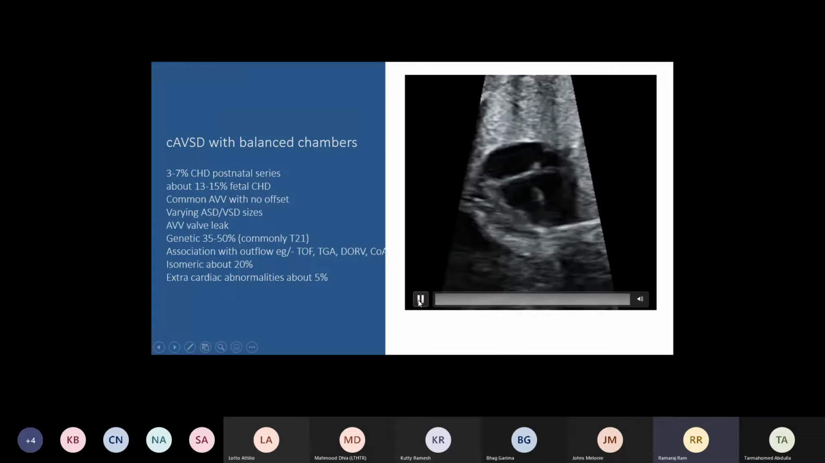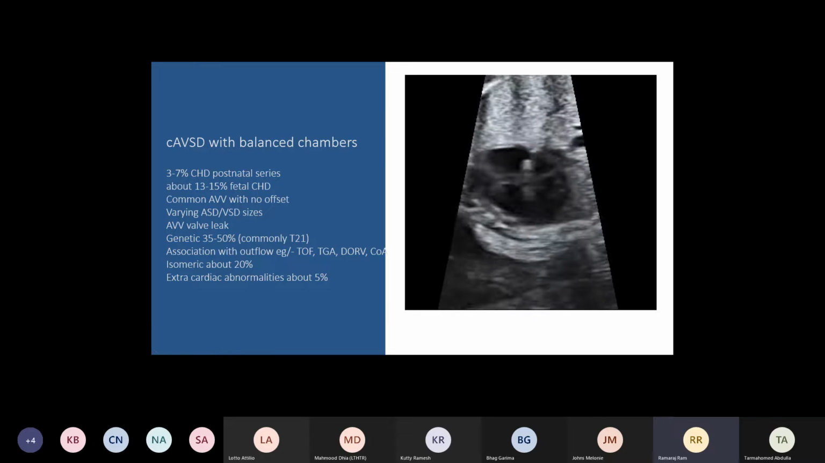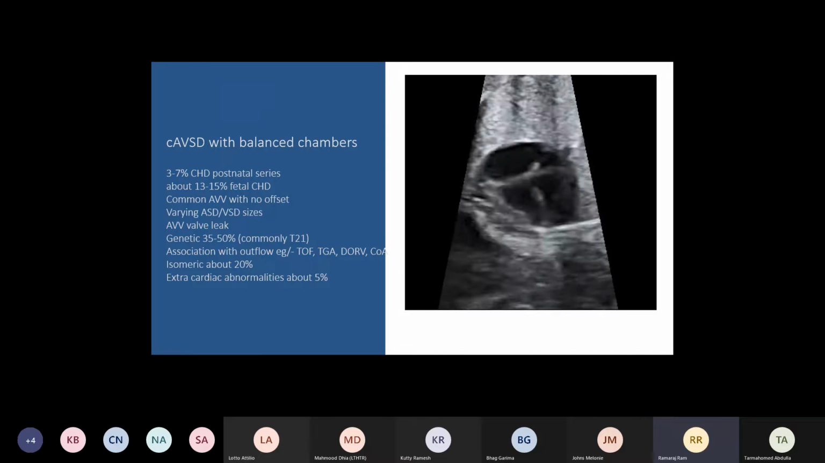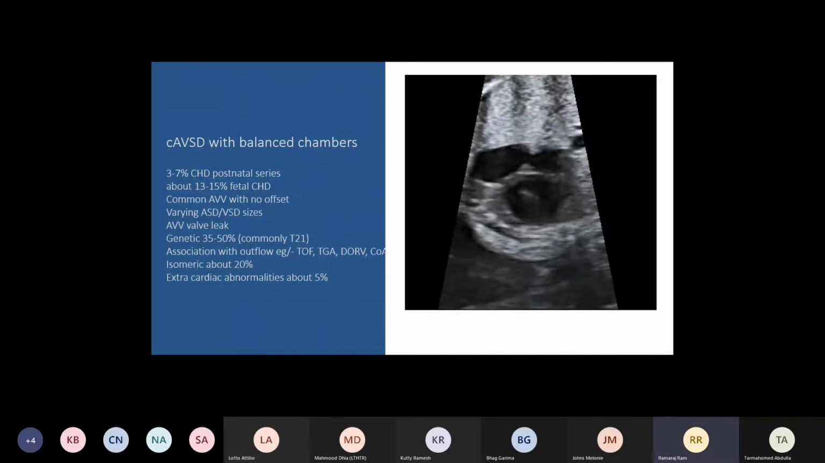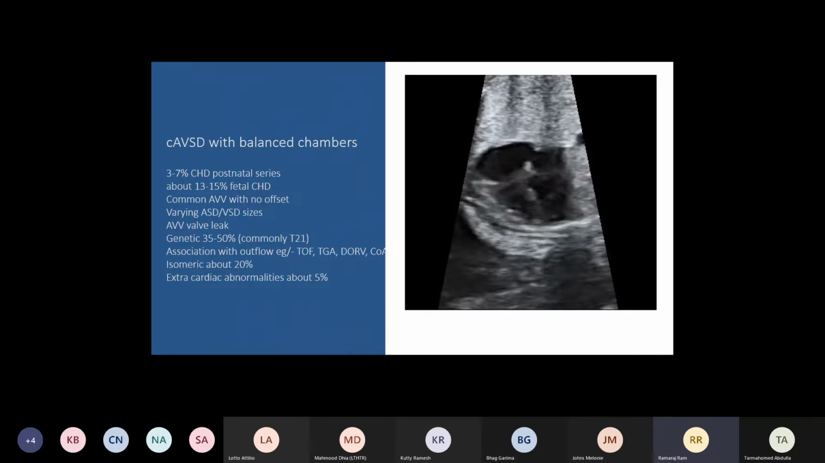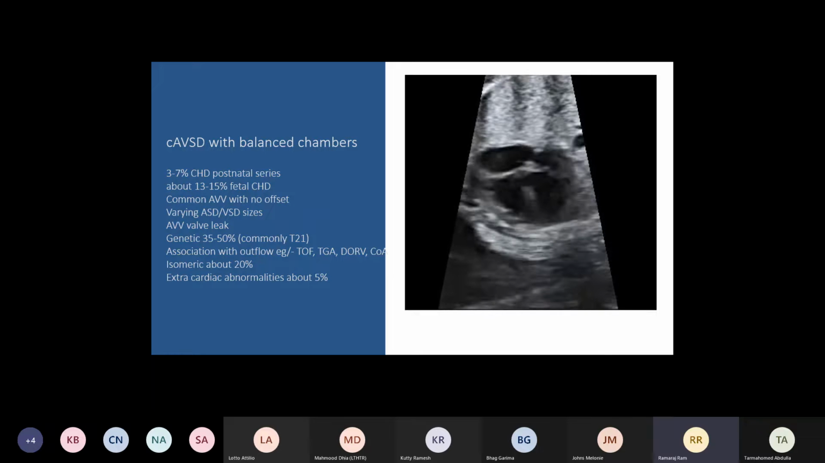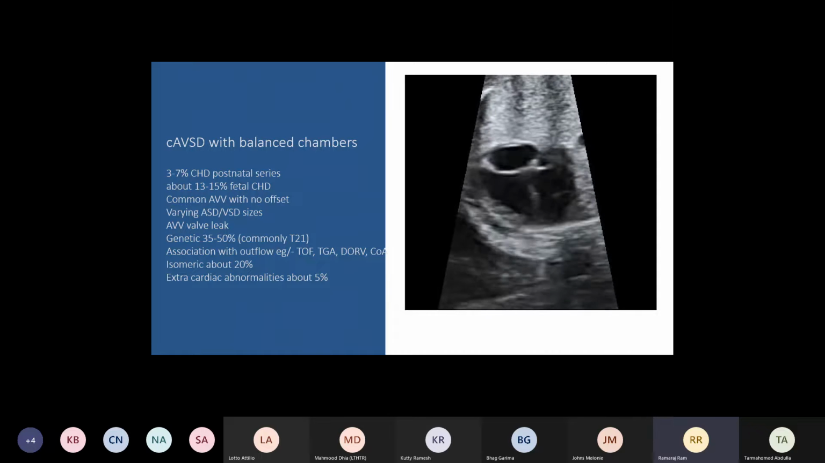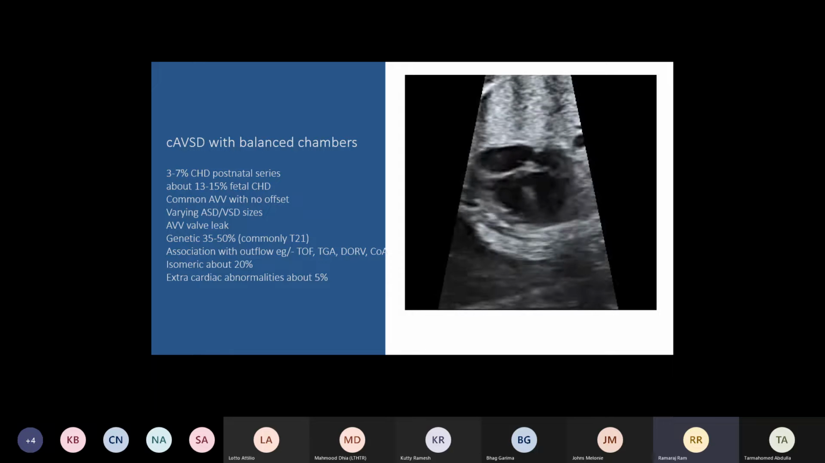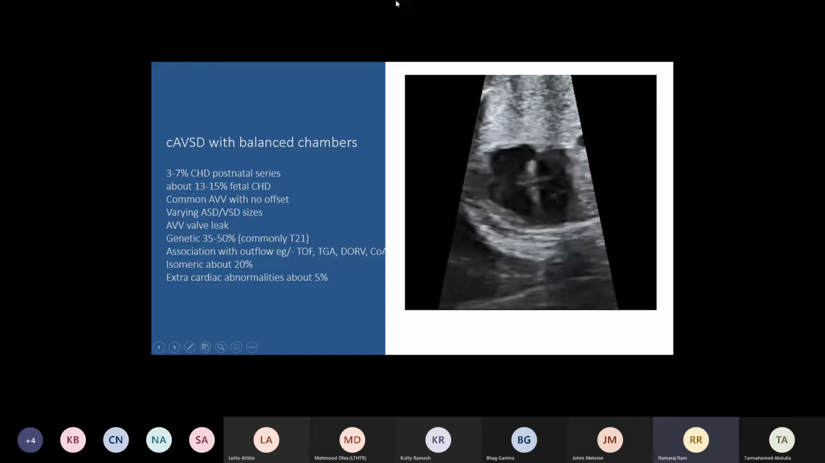So 3 to 7% of congenital heart disease, about 13 to 15% of fetal heart lesions. We know that it's up to 50% associated with trisomy 21. If you see atypical, like a complex AVSD, then there is more association with heterotaxy and isomerism in that group. So it is important to assess the outflow tract separately, carefully, as it can be associated with Fallot's, TGA, DORV, coarctation in this situation.